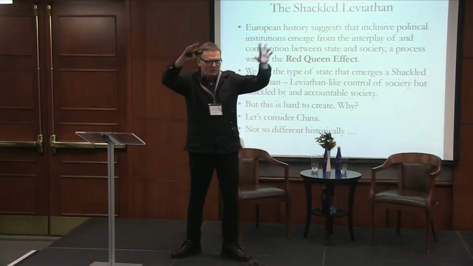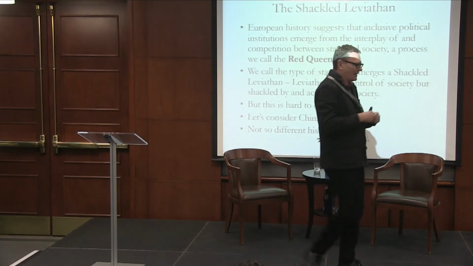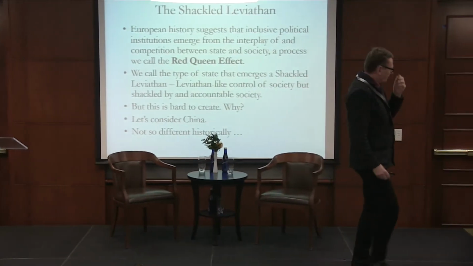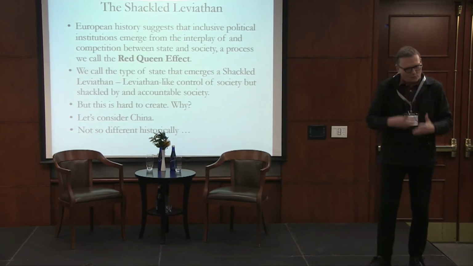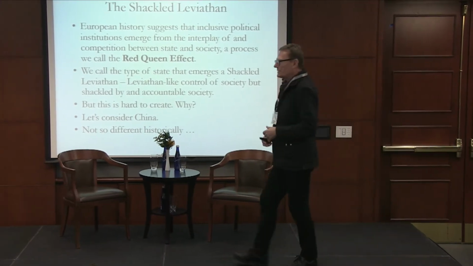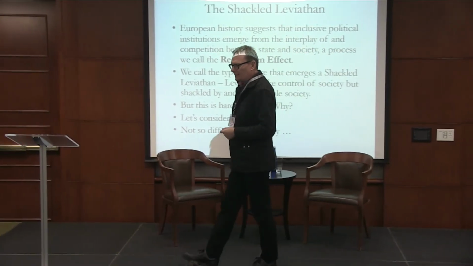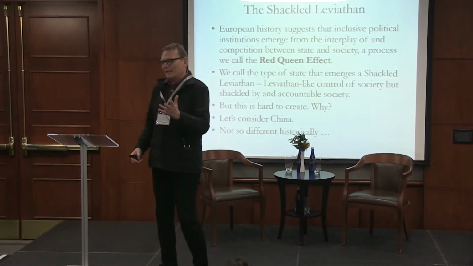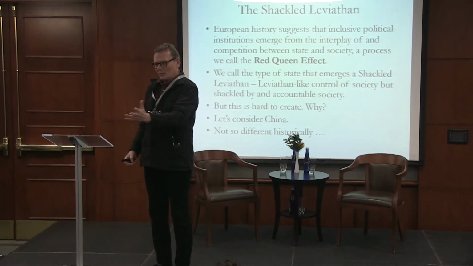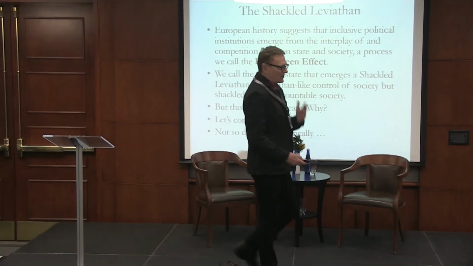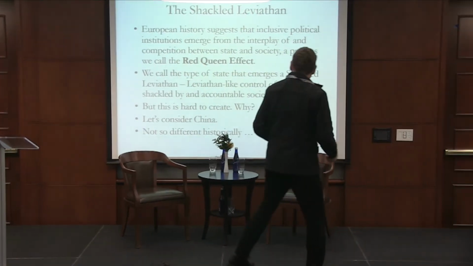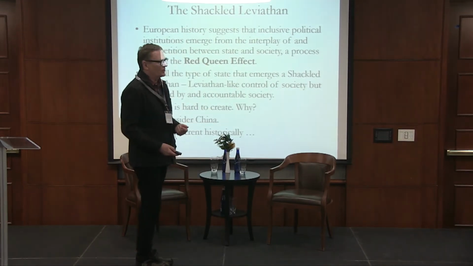Leviathan, Thomas Hobbes, famous book about the state. A shackled Leviathan is a state with capacity that's accountable, where power is broadly spread in society, what I called inclusive political institutions. But obviously, that's hard to create because we know that most parts of the world don't have such states. So what are the other options? And why is it so difficult to create?